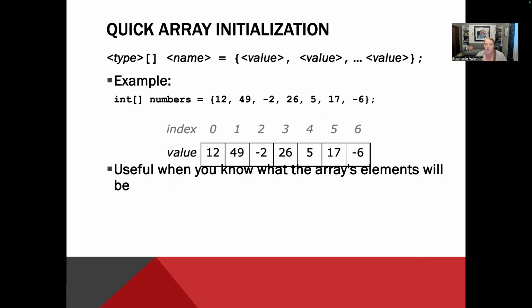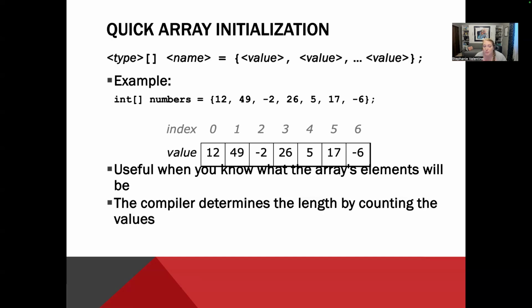This is useful when you know exactly what the array's elements are going to be. It saves you a lot of time instead of having to do this in 8 different lines, one for initializing the array and then one for each of the elements. You can just create them all at once, which is really helpful. The compiler is able to understand the length just by counting the values. It's able to understand that this is an int array because it's specified here. It's smart enough to take what you provided and copy it over.